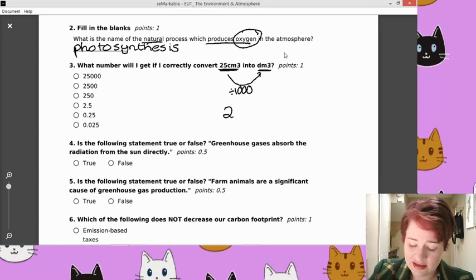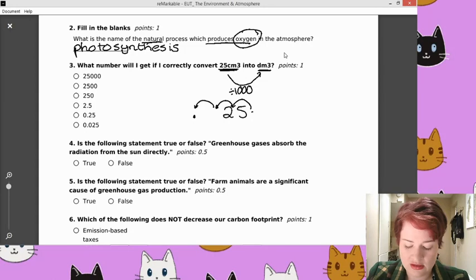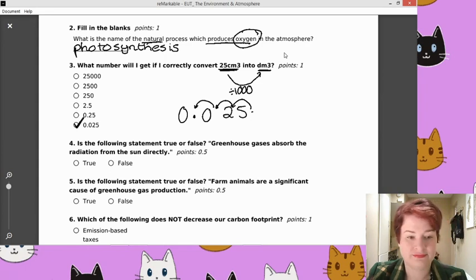So if I started with 25, and what we do is if you divide by 1,000, you're moving the decimal place three places. So let's go 1, 2, 3. So your decimal place will be there now under the little arc there. I'm going to put a zero and a zero in front of it just because that's how usually we work with decimals. Okay, so it should be 0.025, which is the bottom option.